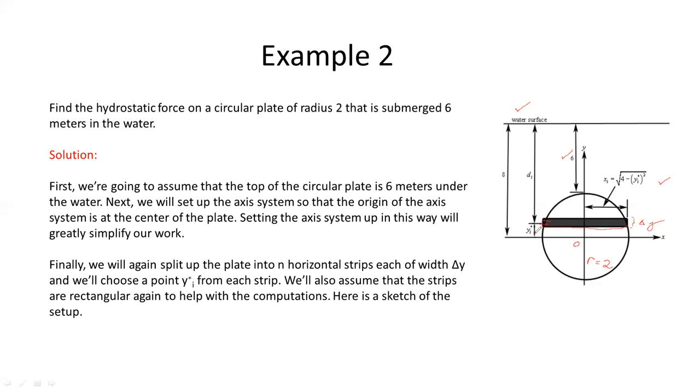So if this is y sub i asterisk, then the distance from the water surface from here would be 8 minus y sub i asterisk. Okay? This is the distance. d sub i would be 8 minus y sub i asterisk. So let's continue on the next slide, but before we do that, we clear our markings.